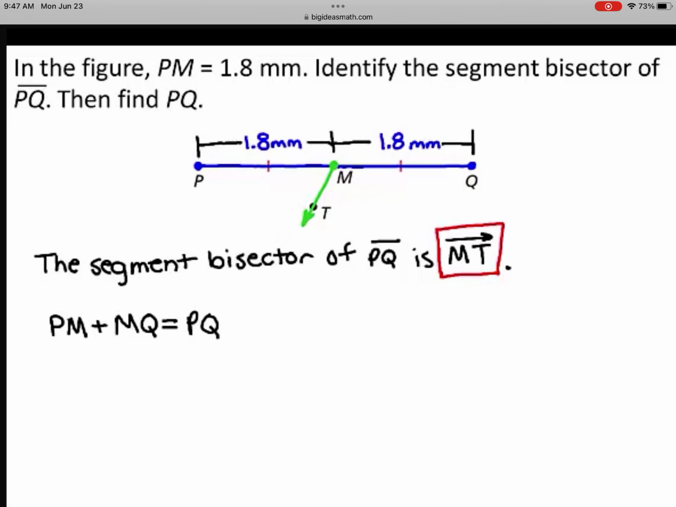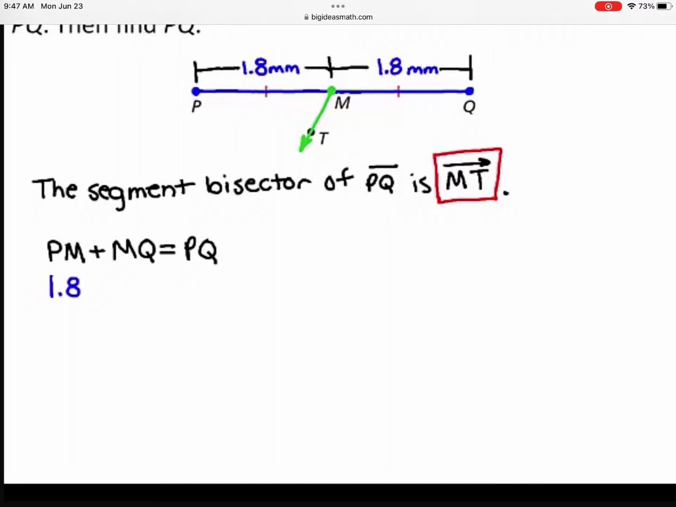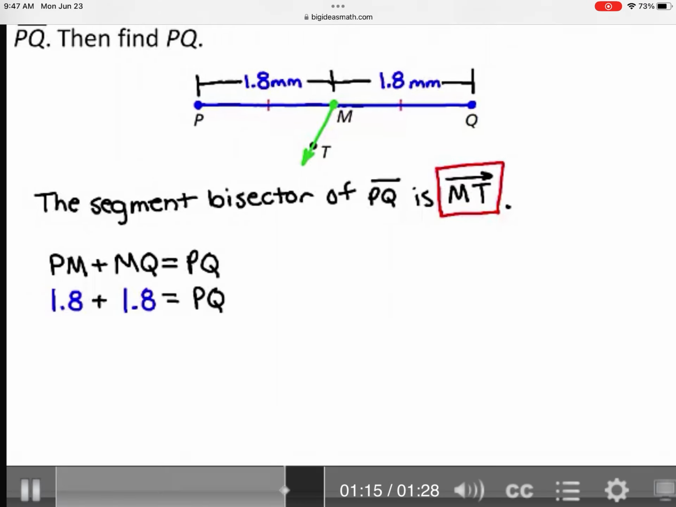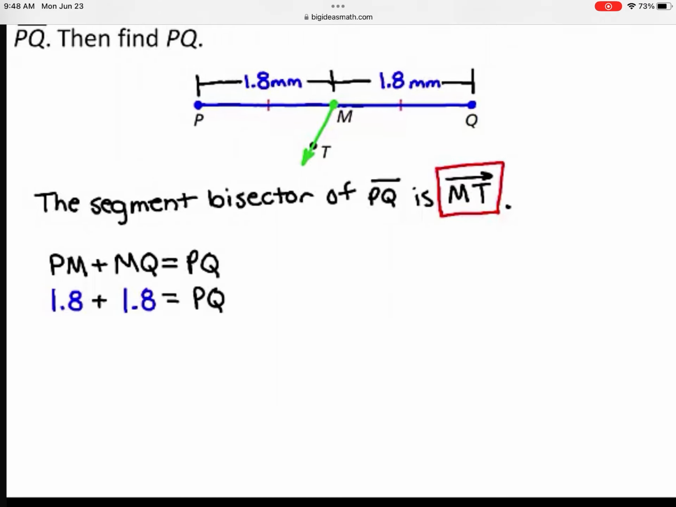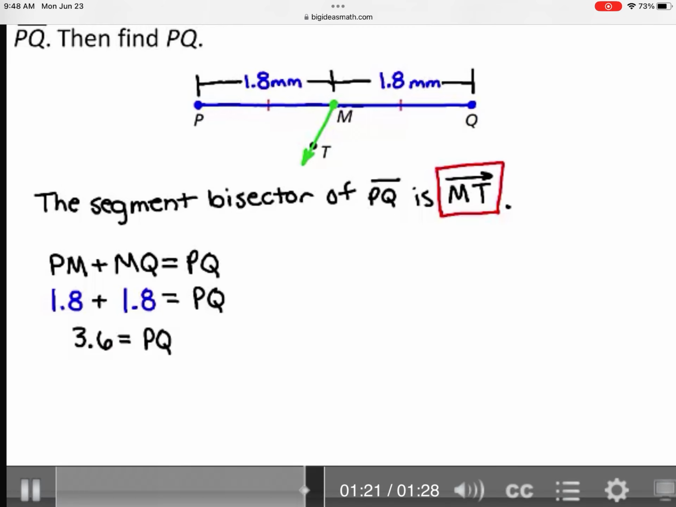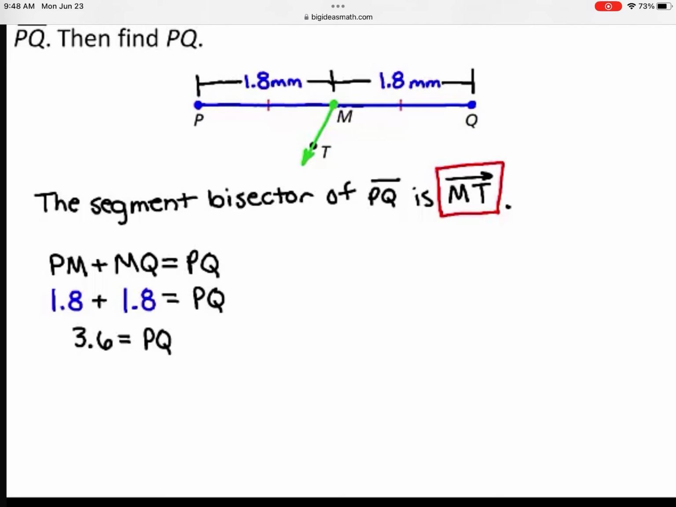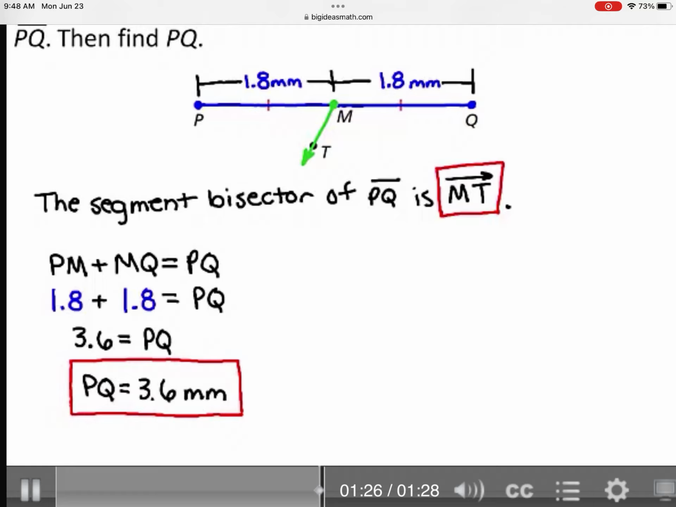So you can substitute 1 8/10 in for the length of segment PM and 1 8/10 in for the length of segment MQ. 1 8/10 plus 1 8/10 gives you 3 6/10. Therefore, the length of segment PQ is 3 6/10 millimeters.